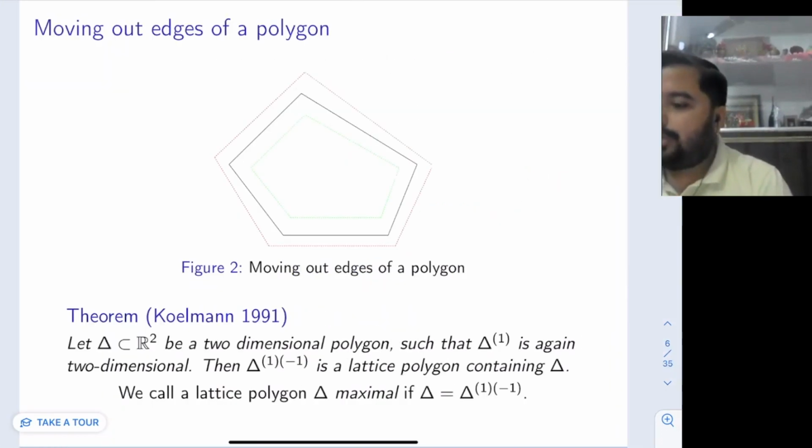So just to point out the result that they are using. This comes from a paper by the name of Moving Out Edges of a Polygon.